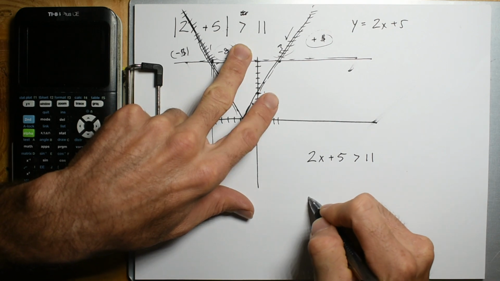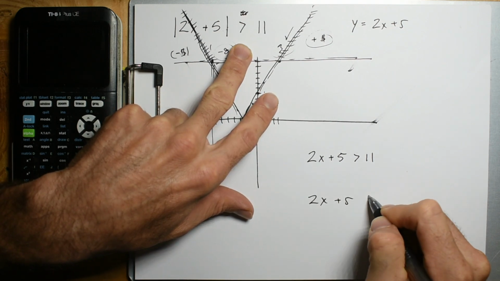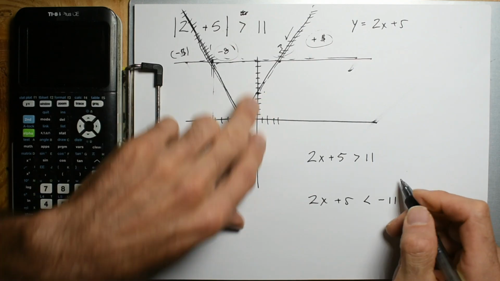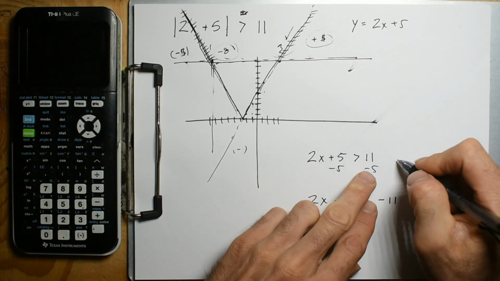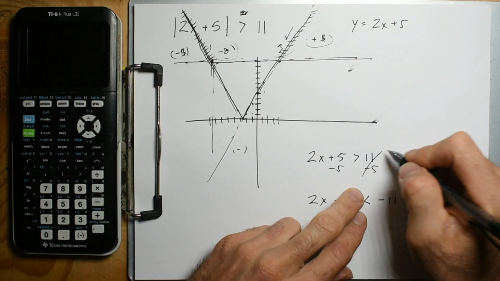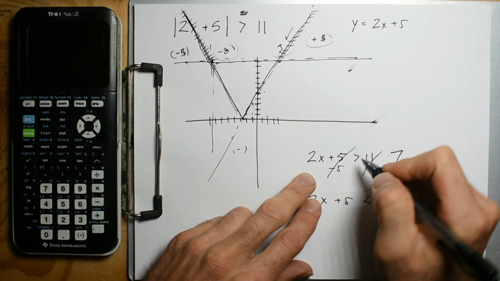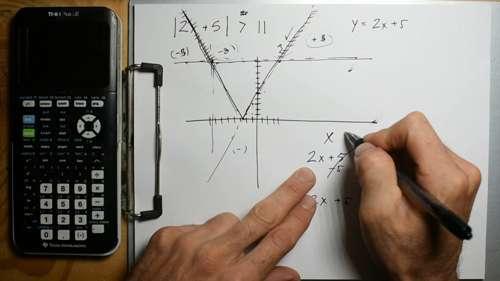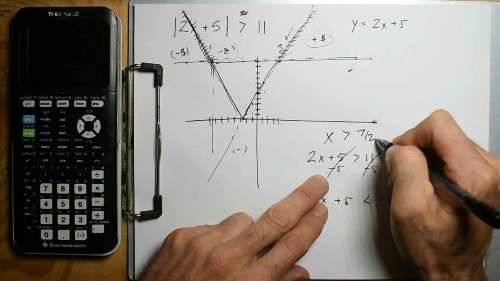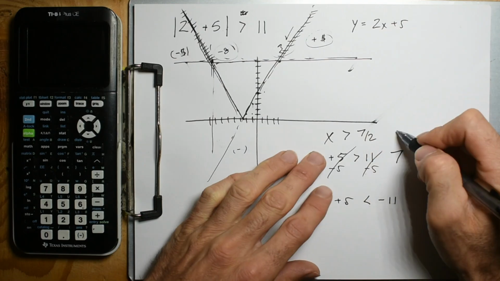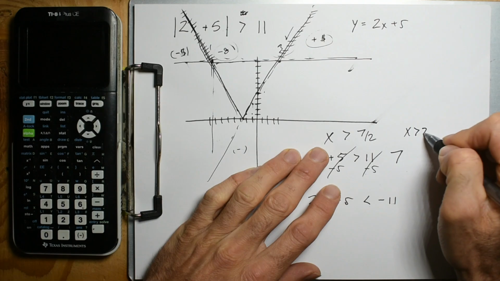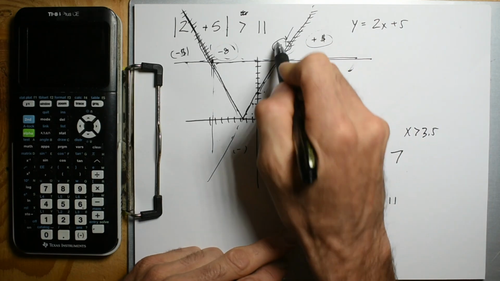And then we're going to have 2x plus 5 is less than negative 11. Okay, so we're going to subtract 5 from both sides. This becomes 7 over here, and then this goes away. And then we're going to have x is greater than 7 halves. And so that's pretty close to about 3, you know, that's 3.5. So x is greater than 3.5. Our guess was really close.